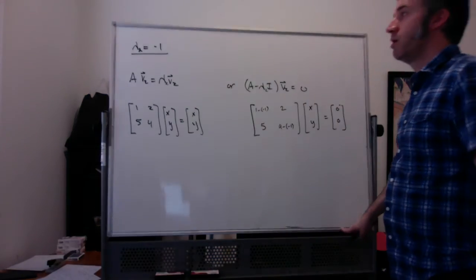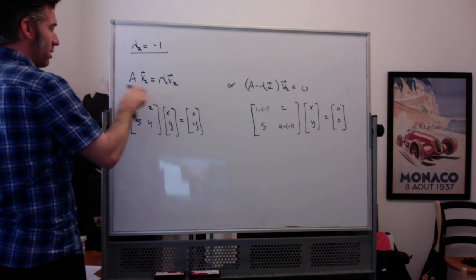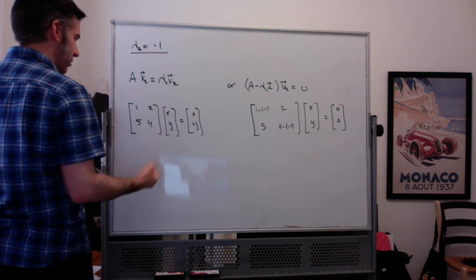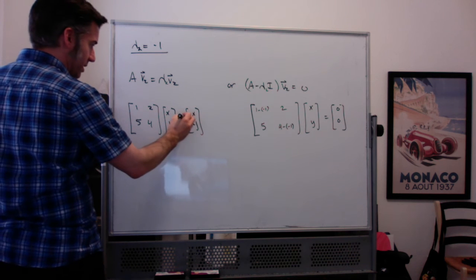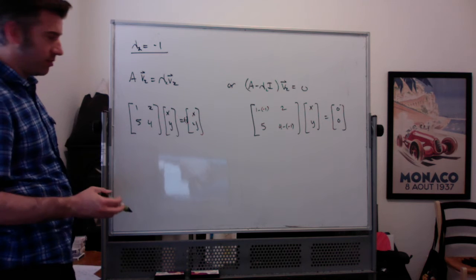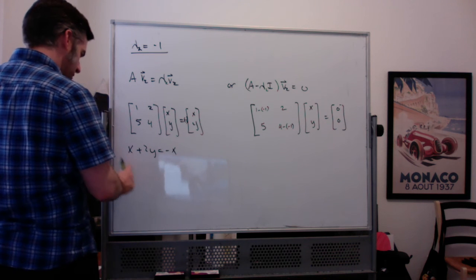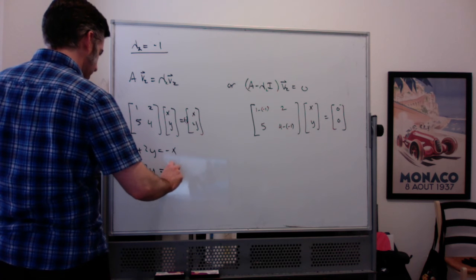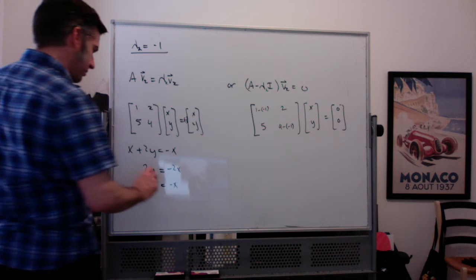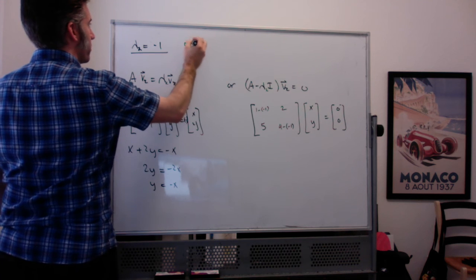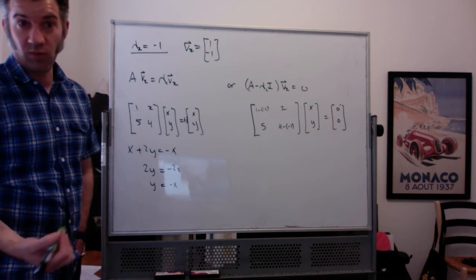And then for lambda 2 equal to negative 1, same stuff. You can do this equation, A times your eigenvector equals lambda times your eigenvector. So [1, 2; 5, 4] times (x, y) equals negative 1 times (x, y). So you get 1x plus 2y equals negative x. Subtract x. 2y is negative 2x, or y equals negative x. So x is 1, y is negative 1. It would also be perfectly fine to say the vector was (negative 1, 1).